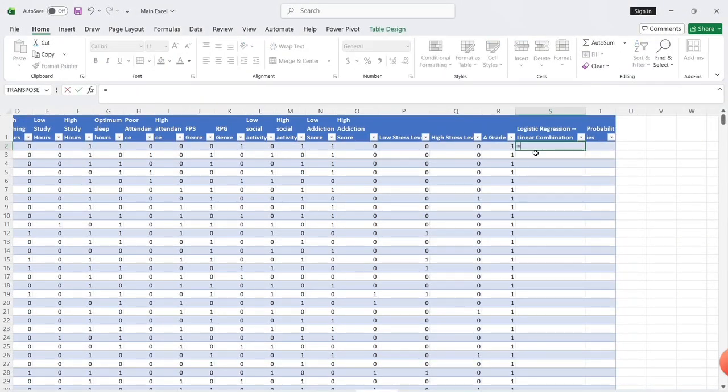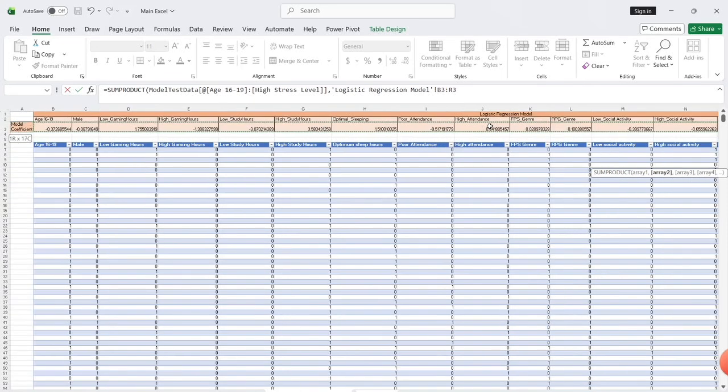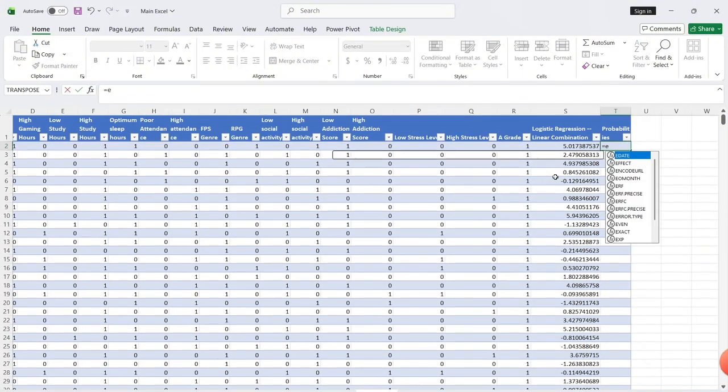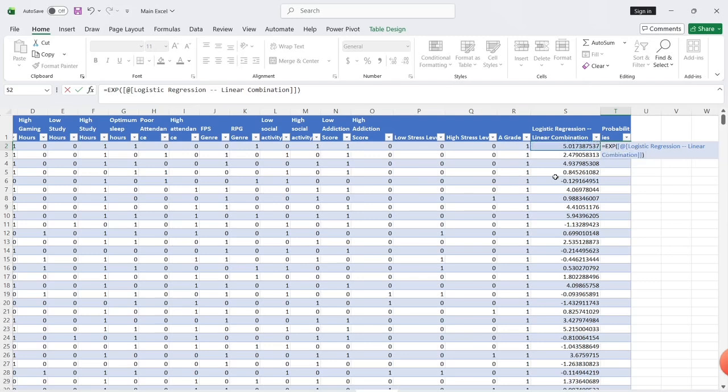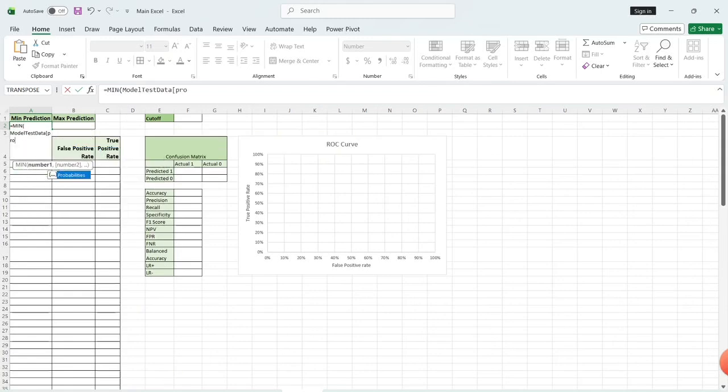Now that we have trained the model, it is time to test it. First, we find the logistic regression values using the regression formula again, but using the beta values optimized by the solver function. Then we calculate the probability once more using the sigmoid transform formula. To evaluate the performance of the model, we first find the minimum and maximum probabilities of the test data and create cutoff values at 0.01 intervals.